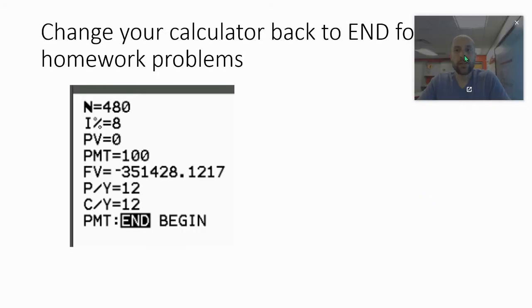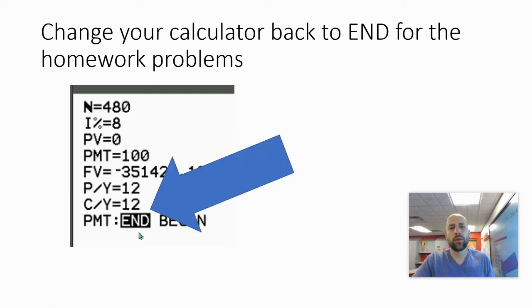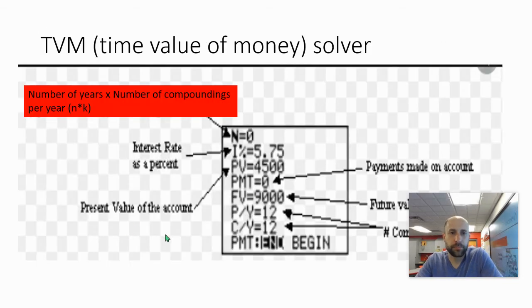Okay. So for your homework, and more or less for the rest of what we do in this class, you will want your calculator set on end. So when we talk about interest, it is calculated at the end. If there is a calculation with a payment at the beginning, that's when you typically would want that at the beginning. But most often for IB and this classwork, we will have that on the end. So change that back now if you haven't.